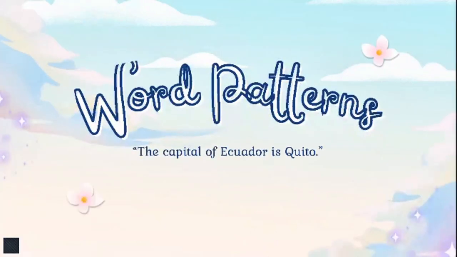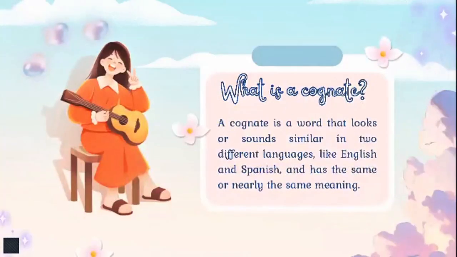Word patterns. Once I was in an English class and the teacher said the capital of Ecuador is Quito. The only word I understood was capital because it was a cognate, exactly the same in Spanish. That's a good example of a cognate. But what is a cognate? A cognate is a word that looks or sounds similar in two different languages, like English and Spanish, and has the same or nearly the same meaning.